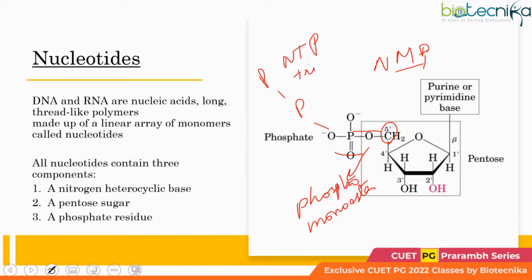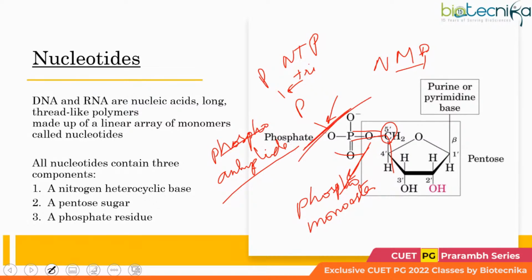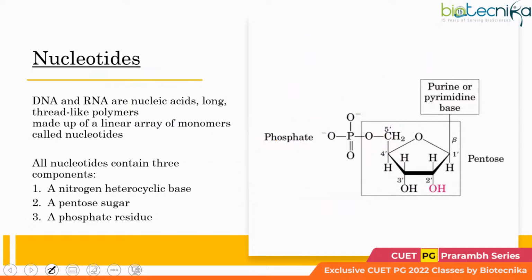Tri means three. So these bonds between the two phosphates are known as phosphoanhydride bonds. You must know these bonds, because sometimes they ask questions. But the one between the sugar and the phosphate is phosphomonoester. When replication happens, this is cut off. The two phosphates come out, and the last phosphate is joined with another sugar from another nucleotide.